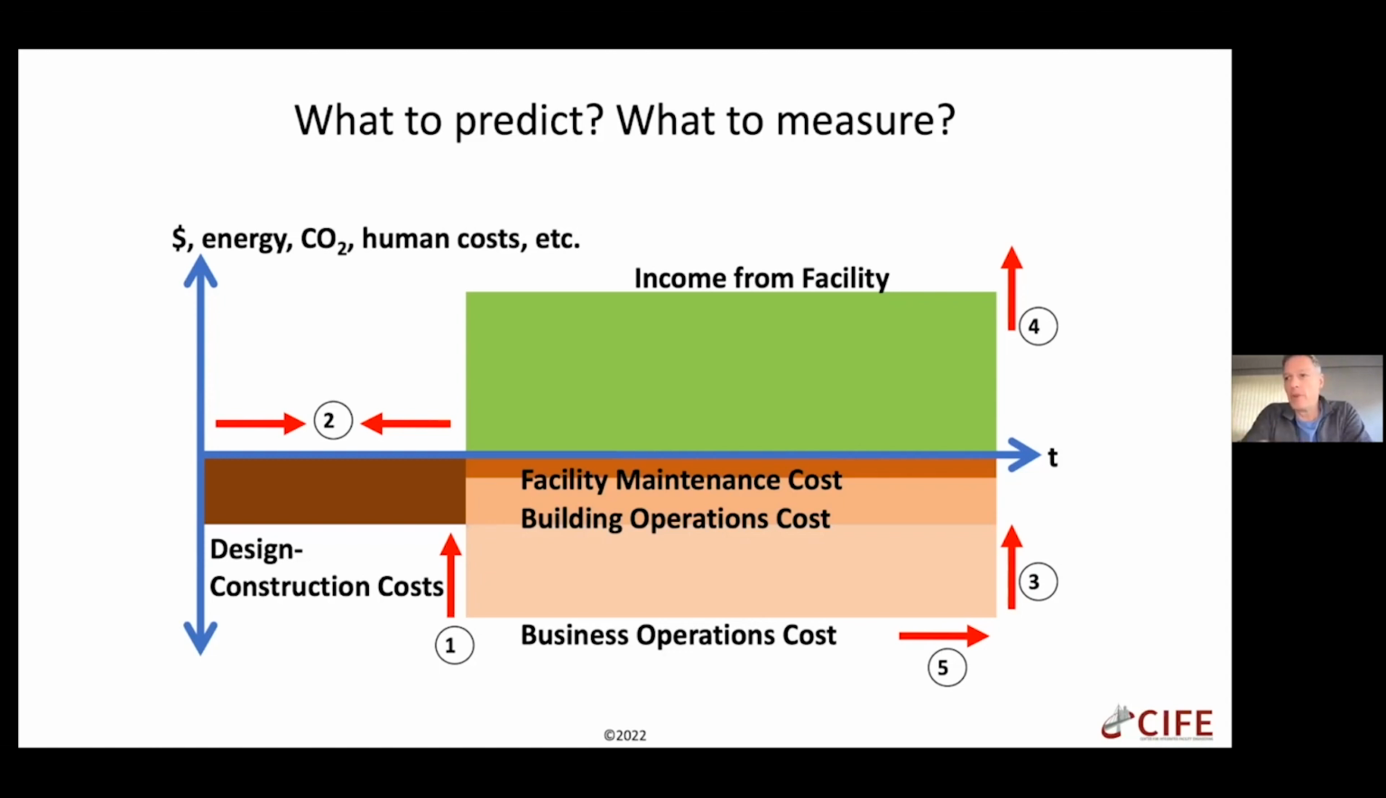And I try to indicate what we typically try to optimize, right? We try to minimize design and construction costs. We try to minimize design and construction duration. We try to minimize the business, building, and facility costs, and we try to maximize the income and extend the duration, typically.